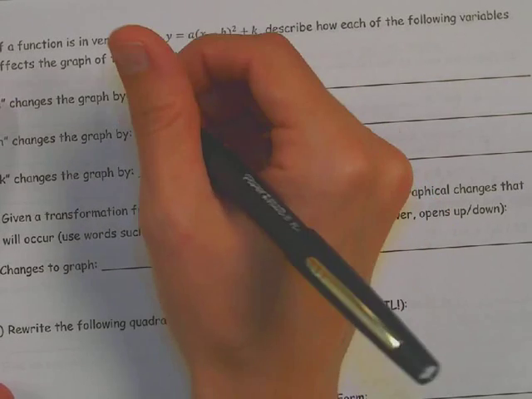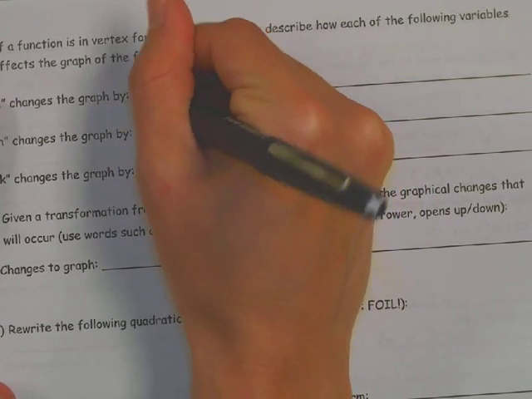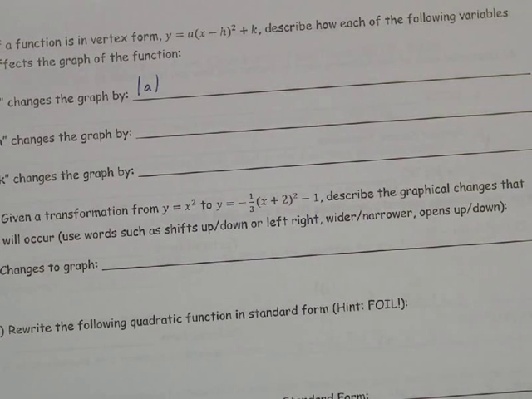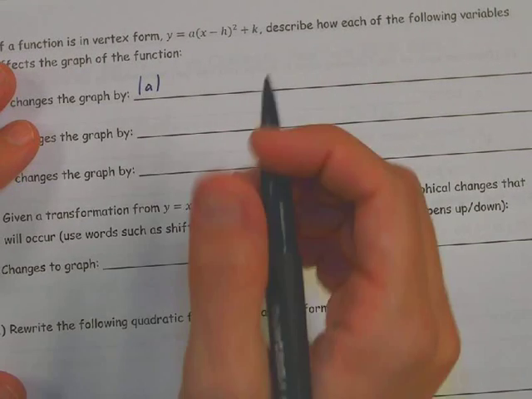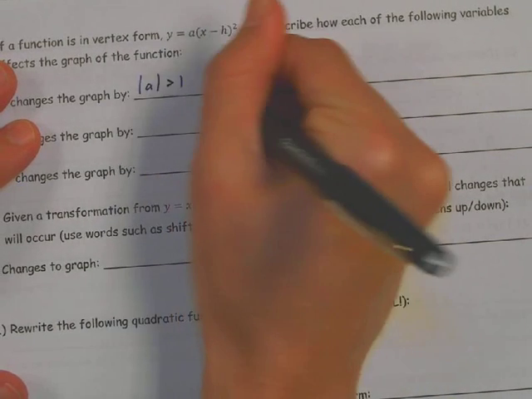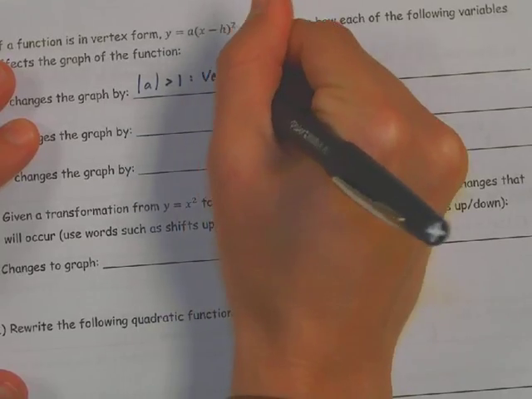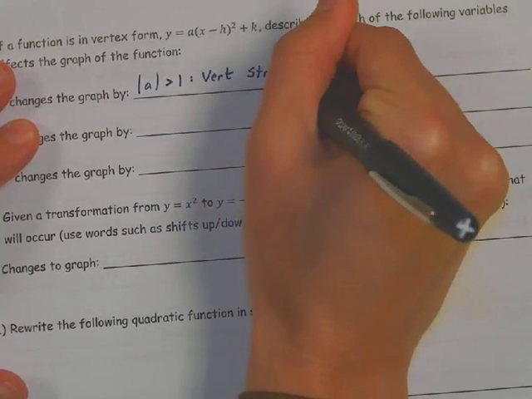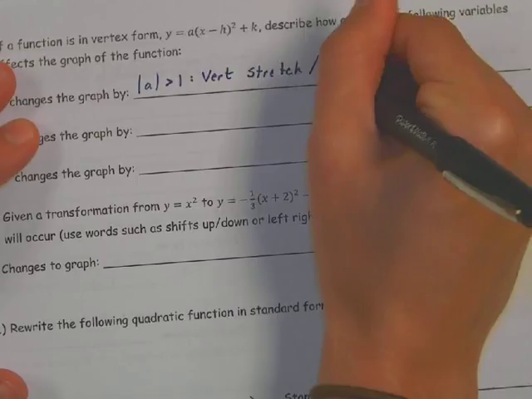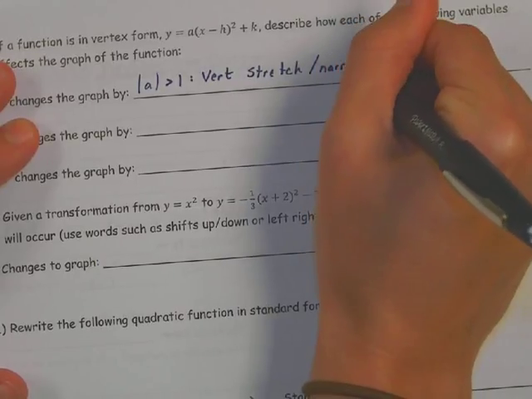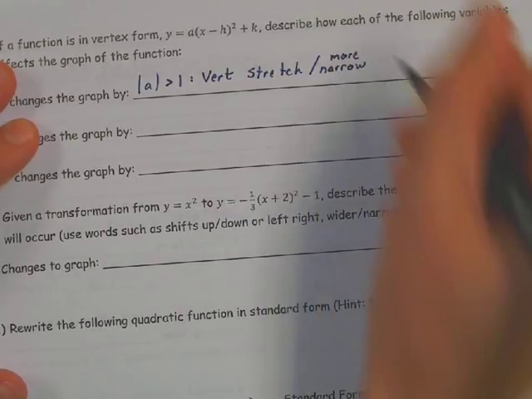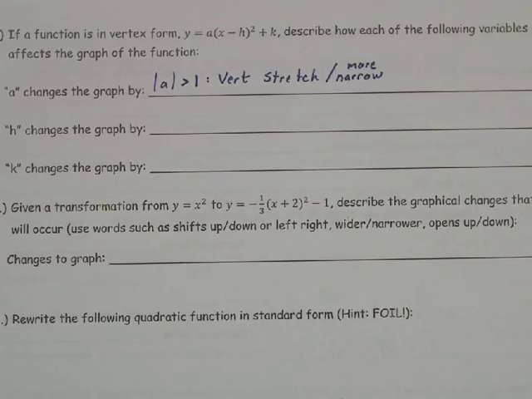We'll talk about the absolute value of A. We're not really concerned about the negative. If the absolute value of A is greater than 1, we call it a vertical stretch. That's the math phrase for it, but basically it makes it more narrow. Some teachers are teaching it as more narrow, some are saying vertical stretch. I know for my kids, I always say vertical stretch. That's what you're going to see.